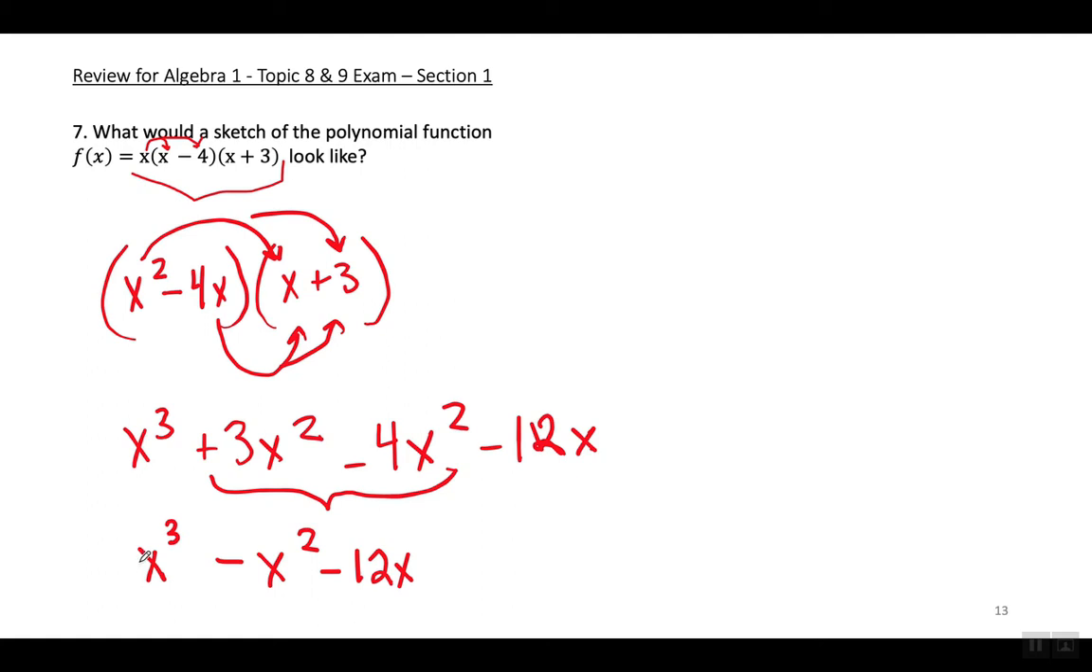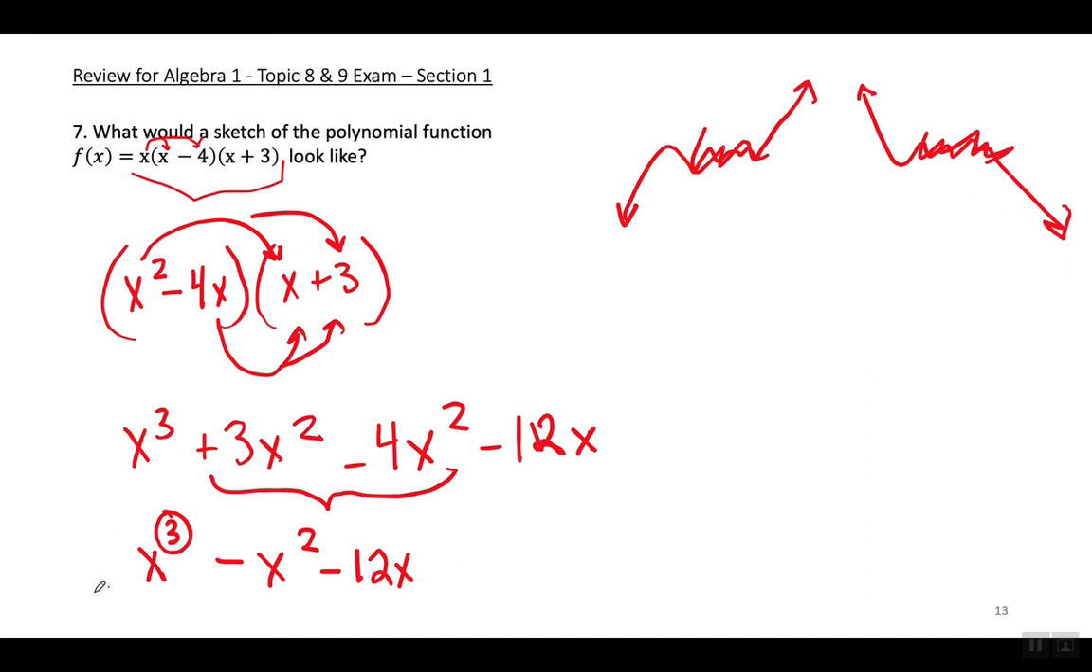Okay, let's talk about the end behavior. What's the degree of this polynomial function? The degree is 3, which is odd. That means the graph is going to look like this or like that. In the middle, we don't know what's going to happen. I'm just talking about the end behavior, okay? When it's odd, it's either one down and one up, or one up and one down, all right?